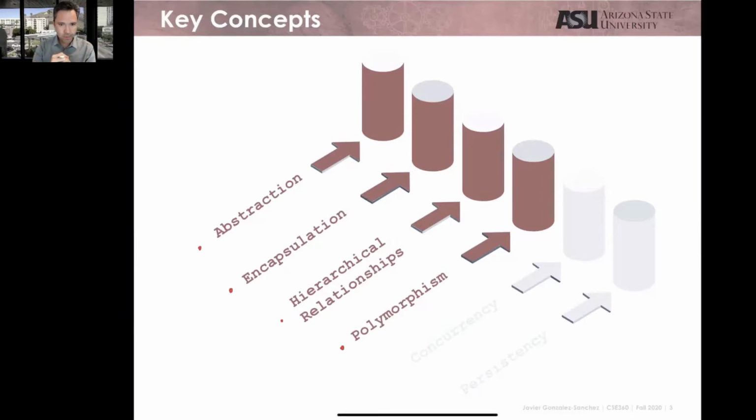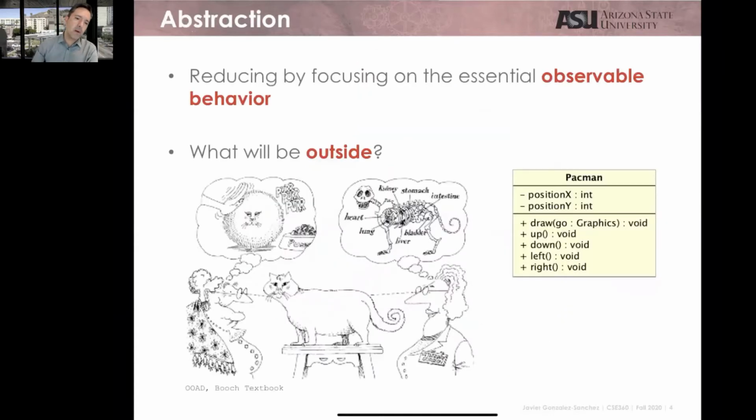There are other two, concurrency and persistency. We are not going to talk about those. So keeping things simple, for us, object-oriented key ideas: abstraction, encapsulation, relationships, and polymorphism. What they are, why they are important. Well, number one, abstraction. I could ask you, what is abstraction?